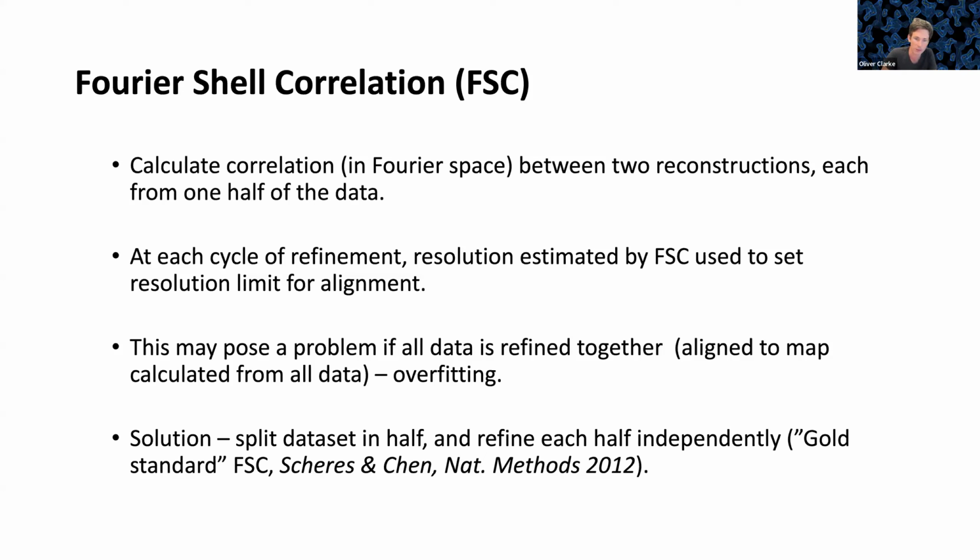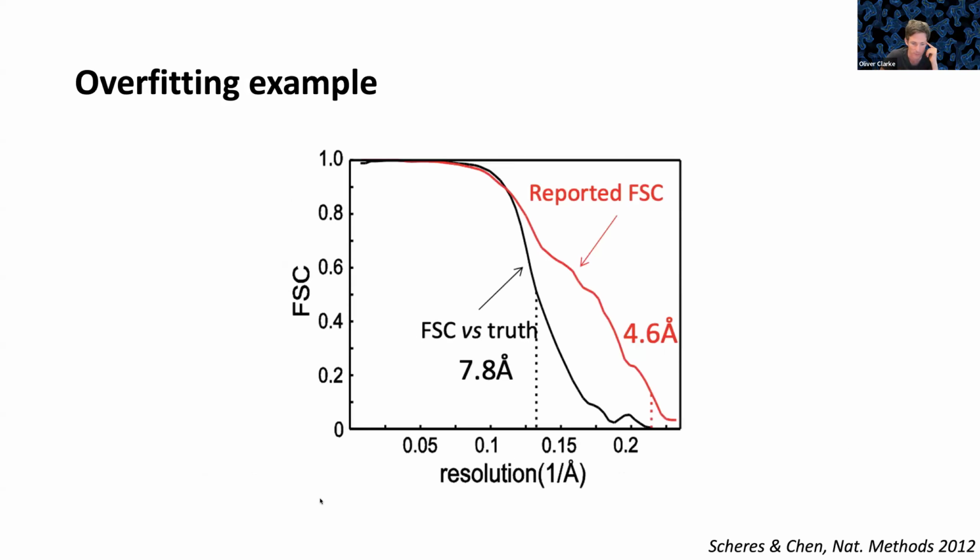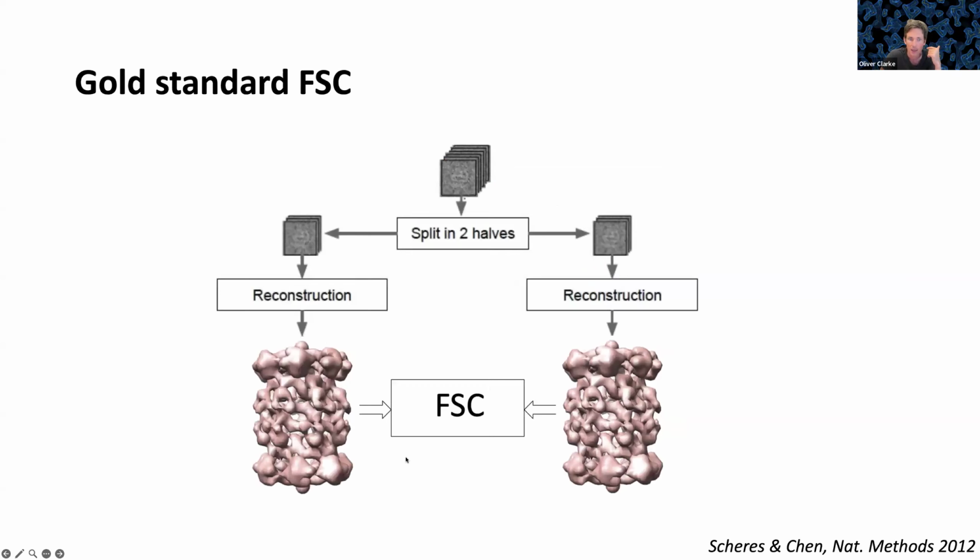So the classical solution for this is to split the data set in half and refine each half independently. This is referred to as the gold standard FSC, which is described and introduced very well by Scheres in 2012. As an example of this, the reported FSC is at 4.6 angstroms, whereas the FSC versus ground truth is 8 angstroms. The difference between them corresponds to overfitting.